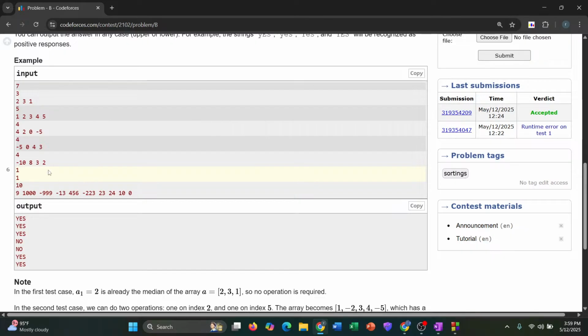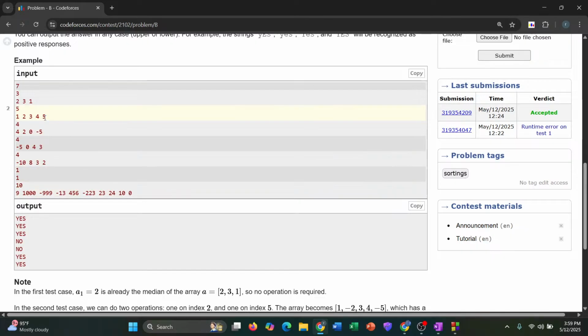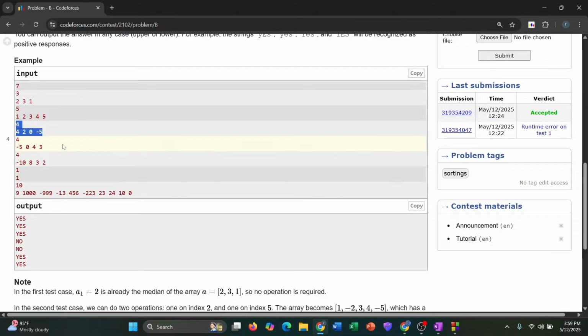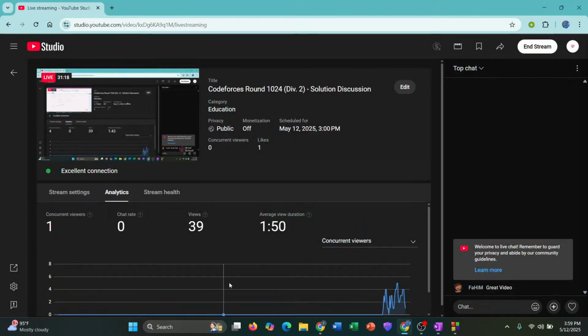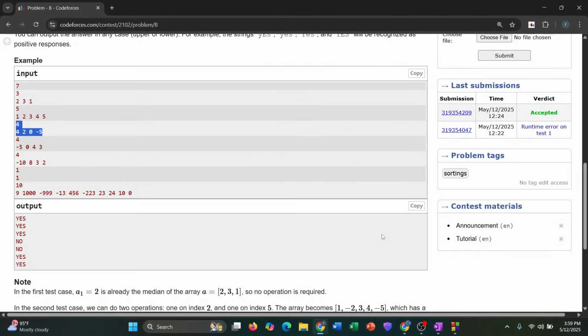No, this will be equal to no. So let me give a yes statement. Let me pick this test case: 4 2 0 -5. This will be good to explain to you guys.